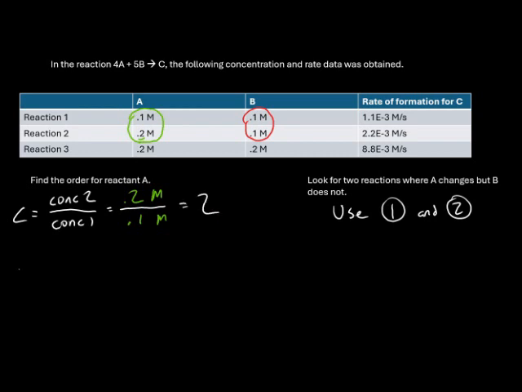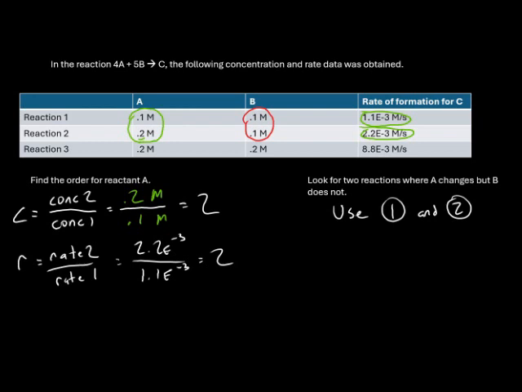We can also find another constant called R. We'll look at rate 2 divided by rate 1. Rate number 2 is in the third column. That is 2.2 times 10 to the negative third. And rate 1 is right above it, 1.1 times 10 to the negative third. If we divide, we'll get 2 again.